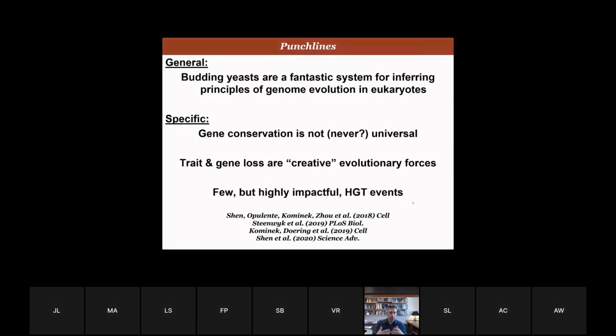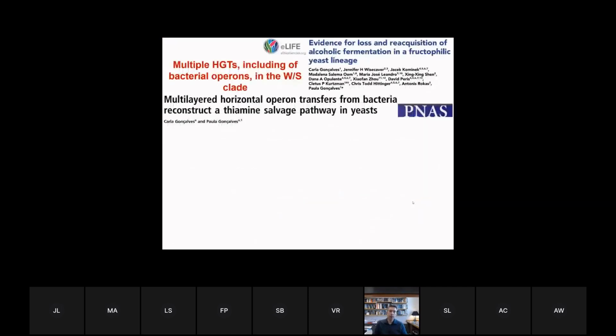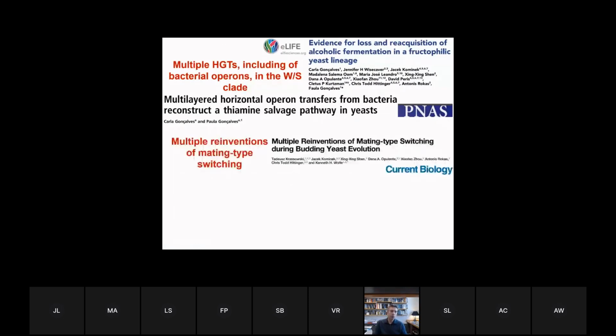And what's nice is that by creating this data set, other folks have started taking advantage. Our collaborators in Portugal, including a very talented graduate student, Carla Gonçalves, I think now she just got her PhD, have also been able to independently verify horizontal gene transfer, including of additional bacterial operons. Ken Wolfe's group in Ireland has been able to study mating type switching in the different species across the subphylum and identify multiple reinventions of their reproductive system.